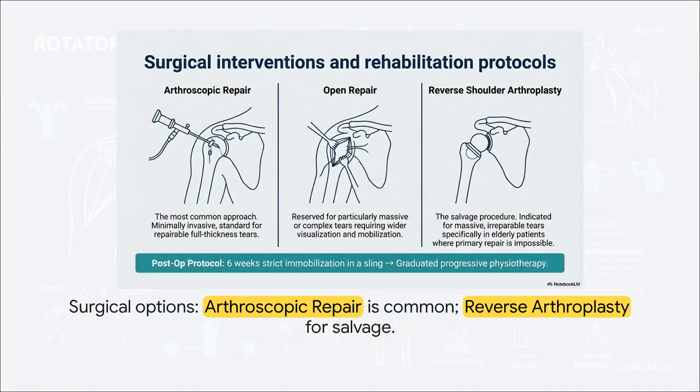When surgery is indicated, we have several options. The most common is a minimally invasive arthroscopic repair. For very large or complex tears, an open repair might sometimes be necessary. And for massive, irreparable tears in older patients with significant dysfunction, we have an excellent salvage procedure called a reverse shoulder arthroplasty, which can restore their function remarkably well.